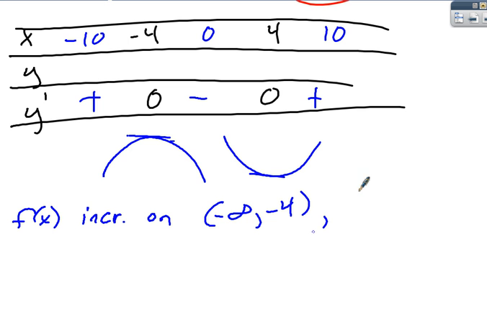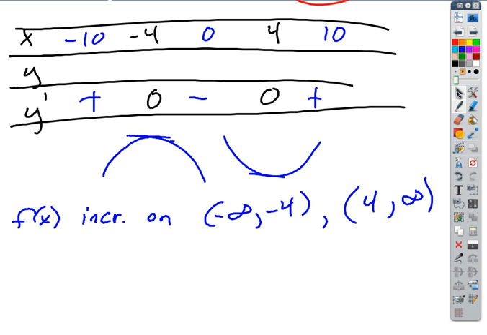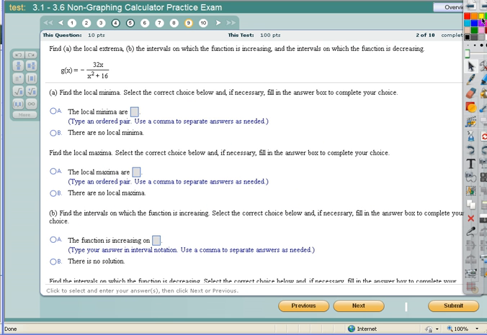So the local minima are an ordered pair. Would everybody agree that the minimum was at 4, right? So it would be 4 and whatever that number is. If I put 4 in, I'm going to get 128 over 32. So it's 4, isn't it? So it's at 4, 4. Negative 4? No. Positive 4, right?